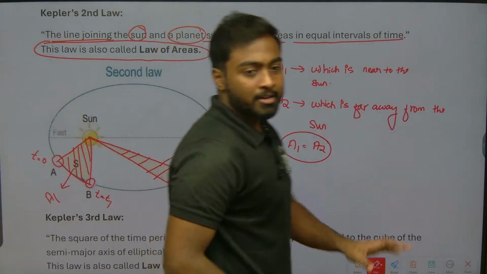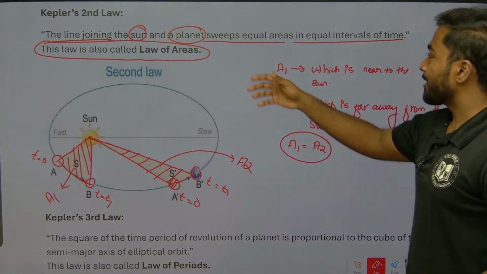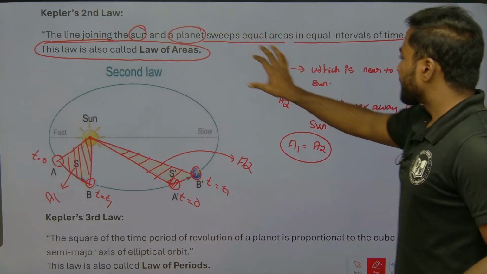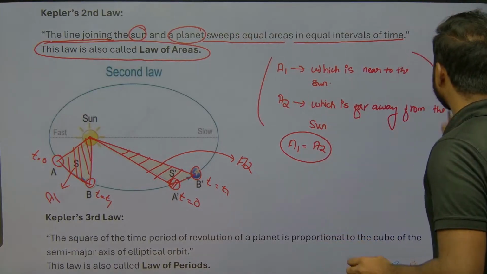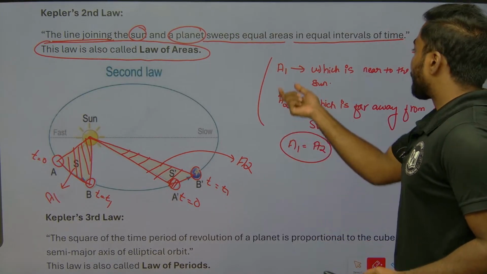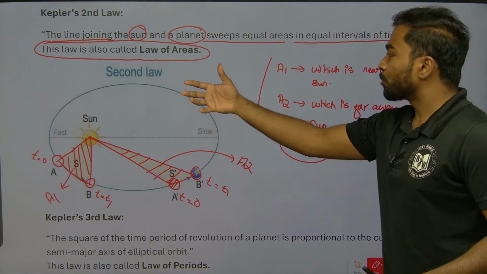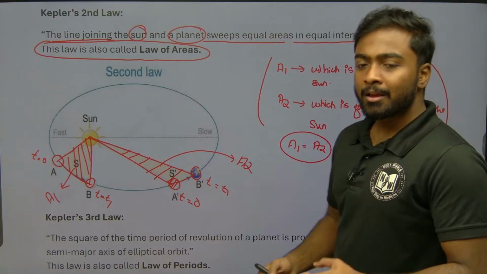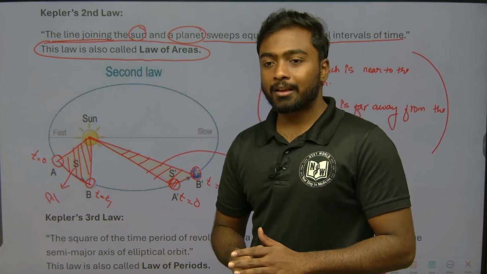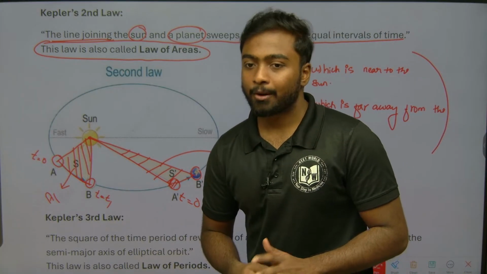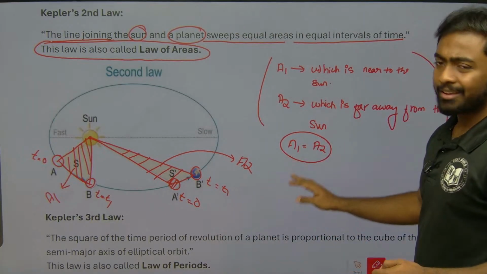Understood the point? When you are explaining the definition, try to inject some symbols also, like A1, A2, and A1 equals A2. If you draw a diagram, it will be easy for the examiner to follow what you are writing. Fine, this is about the second law.